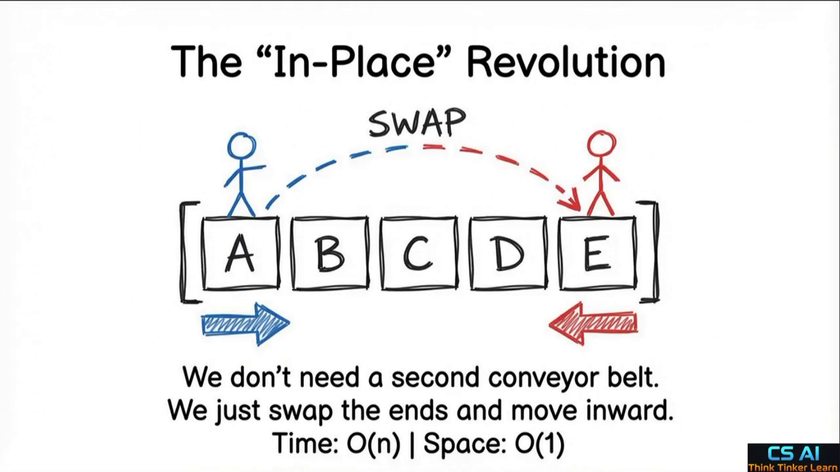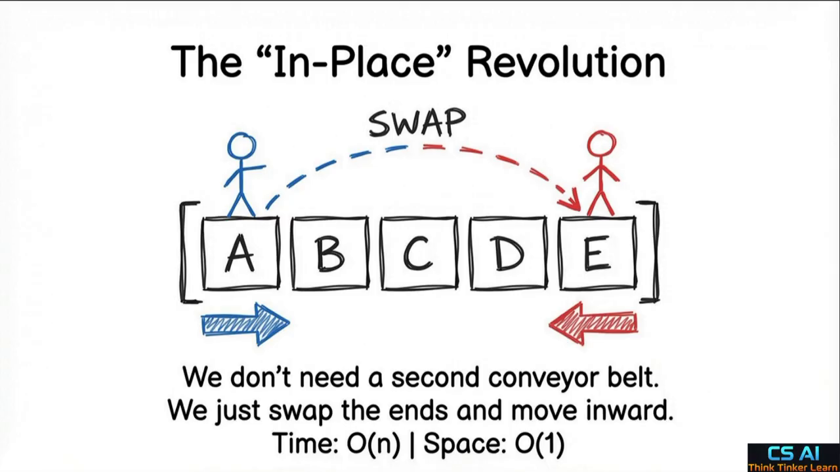Okay, so we know going forward, we know going backward, but what about our palindrome problem? This is where we see the in-place revolution, a beautiful and efficient pattern that uses two inspectors instead of one. Instead of creating a second conveyor belt, which is a wasteful copy, we just have one inspector start at the beginning, the blue one, and a second inspector start at the end, the red figure.